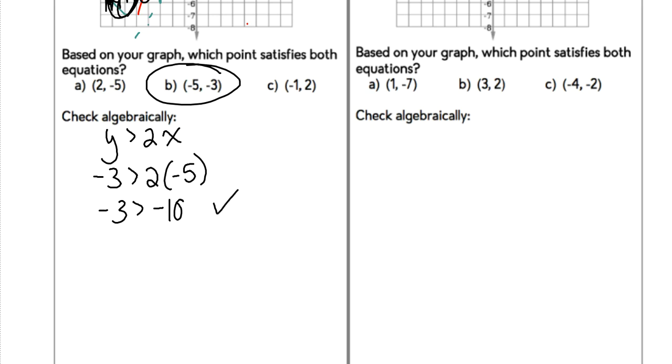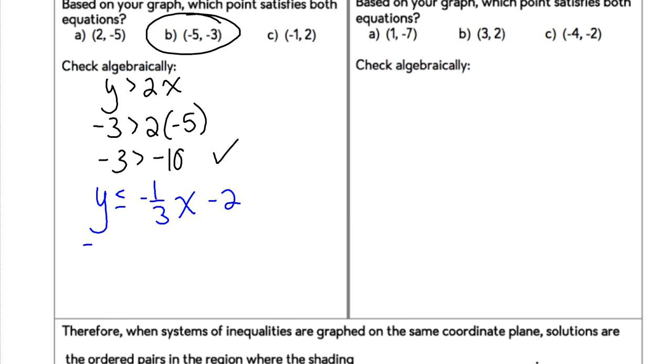Let's check it in the other inequality. So our other inequality was y is less than or equal to negative 1/3 x minus 2. So we're going to check that xy pair again. We're going to say negative 3 less than or equal to negative 1/3 times negative 5 minus 2. And I get, when I simplify that, that negative 3 is less than or equal to negative 1/3. When I do that, I can see that negative 3 is less than or equal to negative 1/3, so it works in both of them.